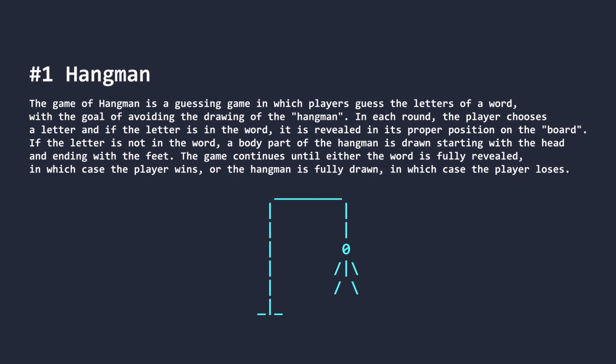In each round, the player chooses a letter, and if the letter is in the word, it is revealed in its proper position on the board. If the letter is not in the word, a body part of the hangman is drawn, starting with the head and ending with the feet. The game continues until either the word is fully revealed, in which case the player wins, or the hangman is fully drawn, in which case the player loses.